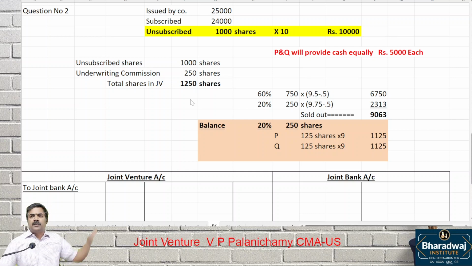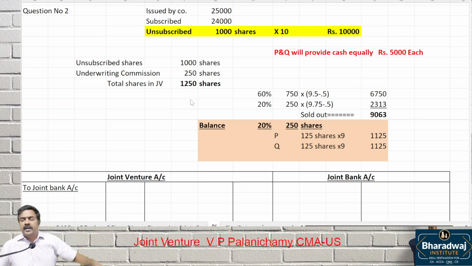Are you bothered about the 25,000 shares and 24,000 shares? No. Underwriters have to pay money only for how many shares? Let us assume P and you are Q. Both of us should pay 10,000 rupees to the company. We contribute 5,000 each. For this 1,000 share, for working as an underwriter, we get a commission of 250 shares. Total of 1,250 shares are there with us.